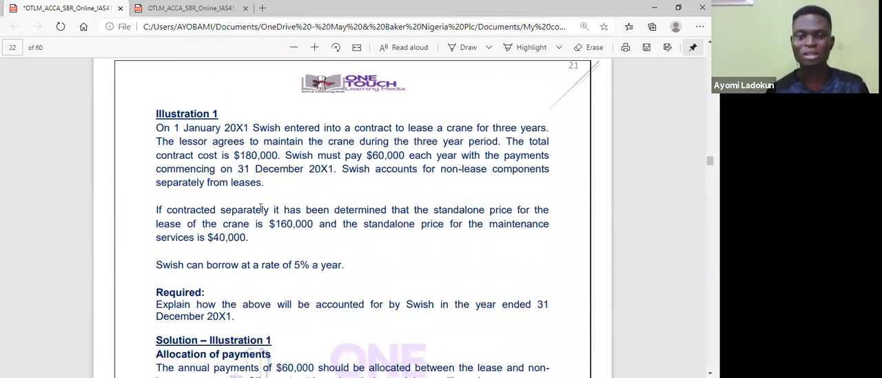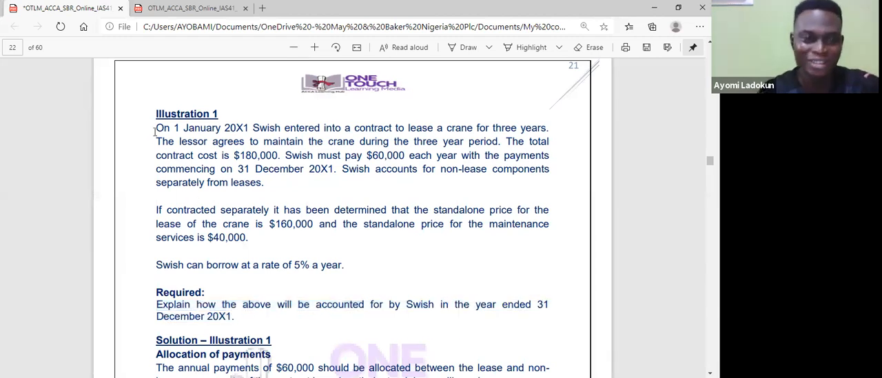Any question you see, once you identify a lease, so there's a lease component and a non-lease component in that contract, just remember that the consideration in the contract will be allocated to each component in that contract based on standalone selling price. So let's look at this question. It says, explain how the above will be accounted for by Switch in the year ended 31st December 2021.